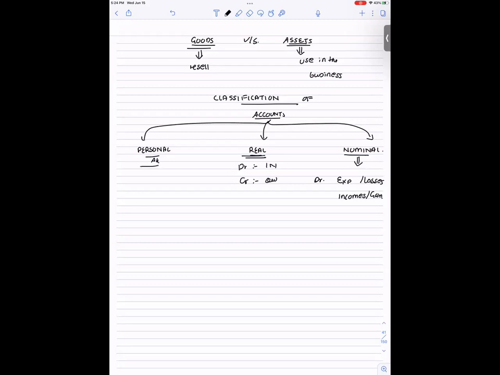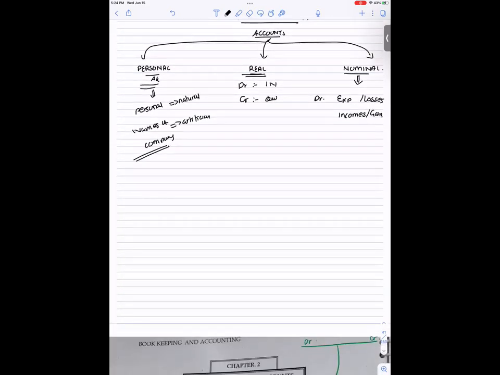And what is the golden rule for personal account? Personal accounts are accounts of persons, whether it is a natural person, that is people like us, or an artificial person, which is names of companies. So what is the rule for personal account? Debit the receiver, credit the giver.